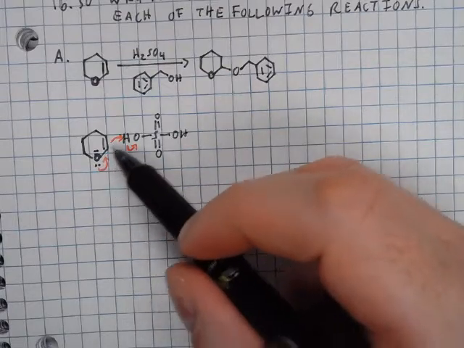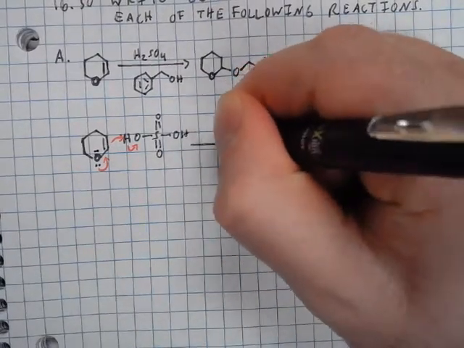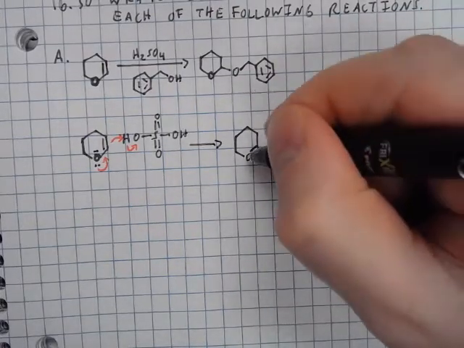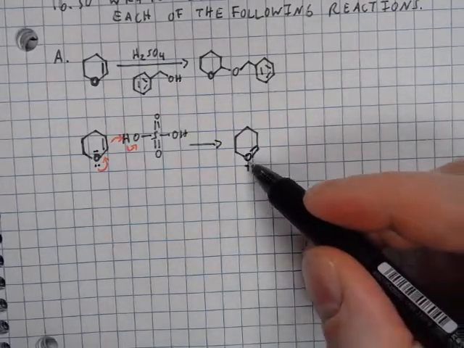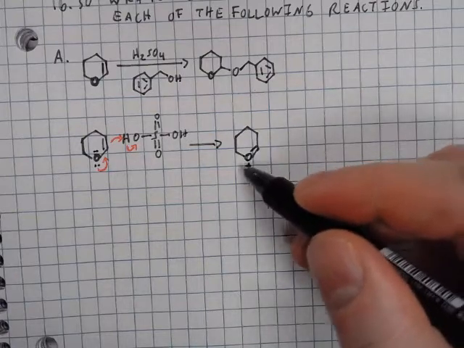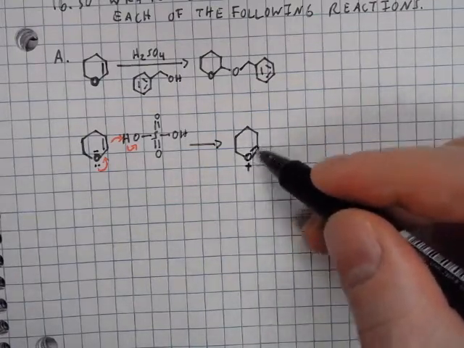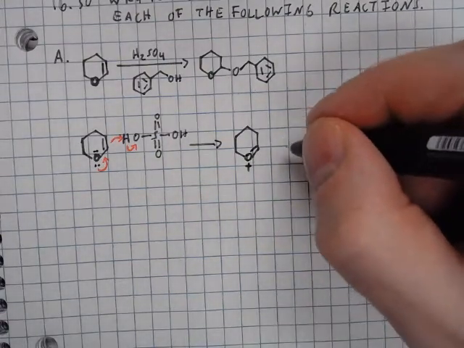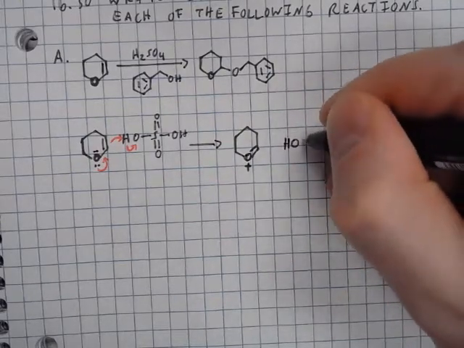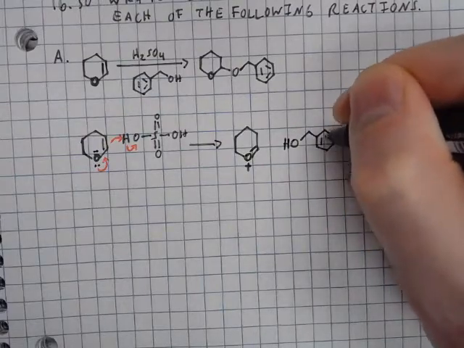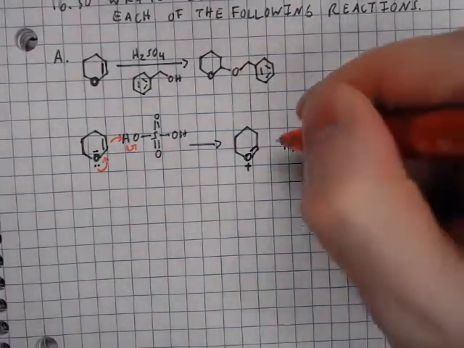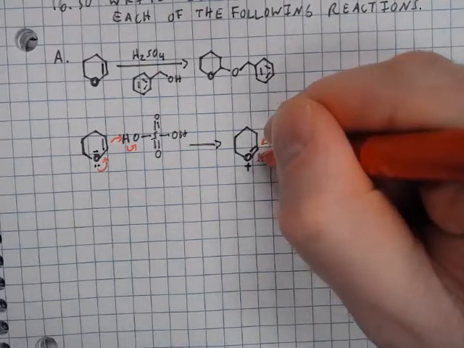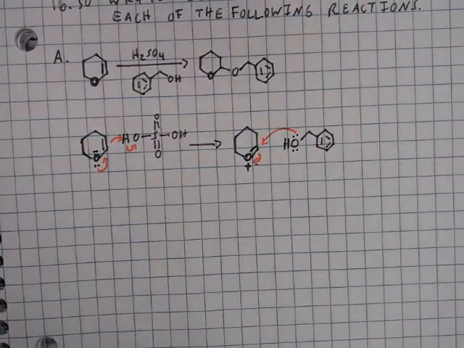Anyway, once we pick up the proton from the sulfuric acid, then we essentially have this cyclic oxygen, this carbon-oxygen double bond. Not exactly sure what that would be called, but anyway, it reacts with our benzyl alcohol. Push those electrons back onto that oxygen.